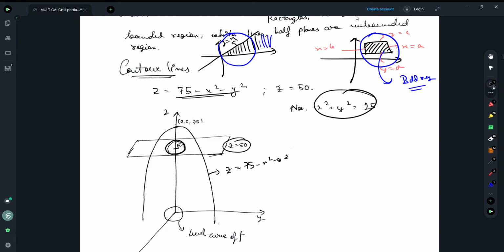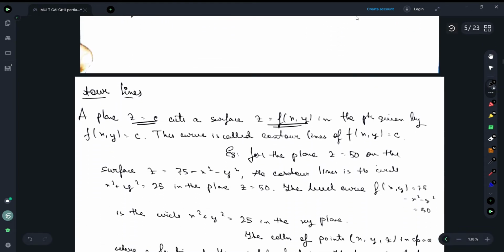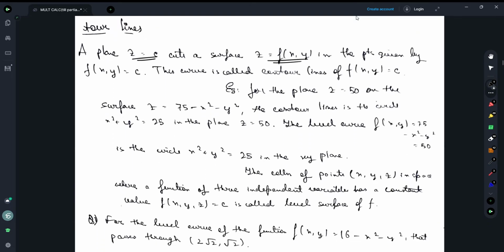And if you take the projection of this contour line onto the origin plane of this space, then that becomes the level curve of the function. Clear? Take an example. Let's say z equals 50 on the surface z equals 75 minus x square minus y square is the given curve. So the contour line is basically the intersecting curve formed by this surface and this particular plane. And if you project that onto the plane, this gives you the level curve.